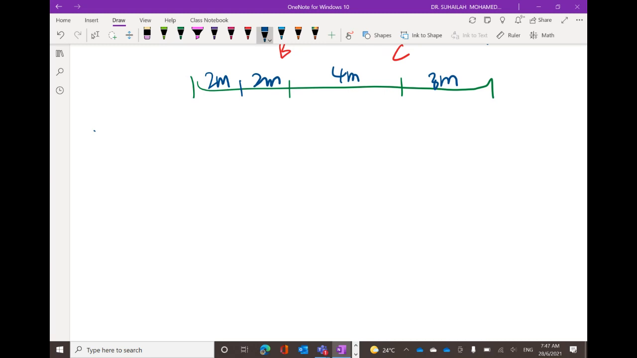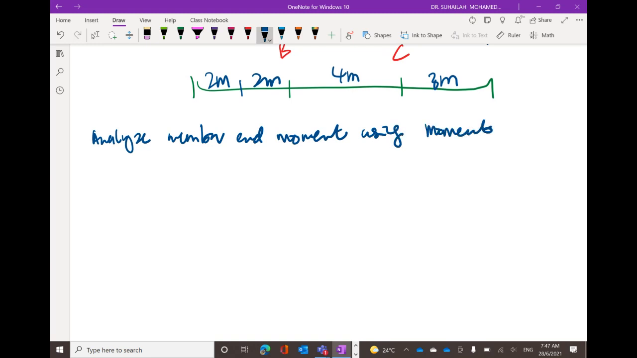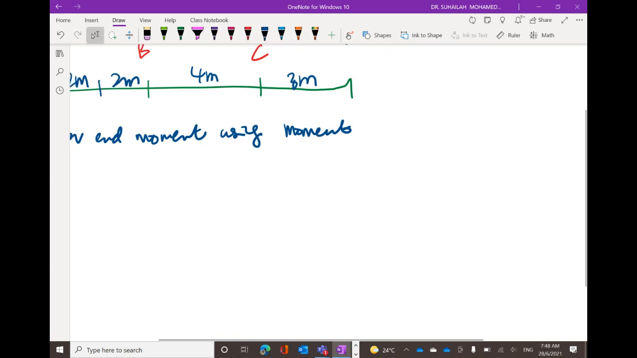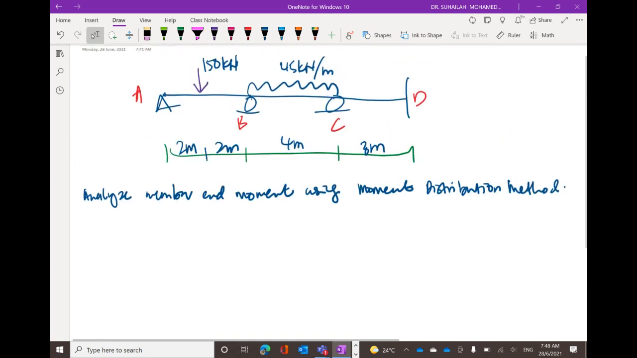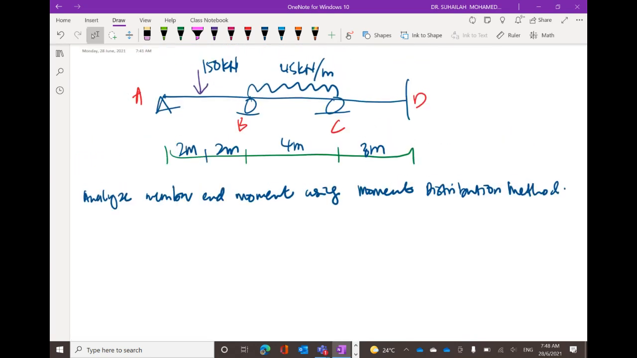Okay, we will analyze member and moment using the moment distribution method. So we will analyze this beam.